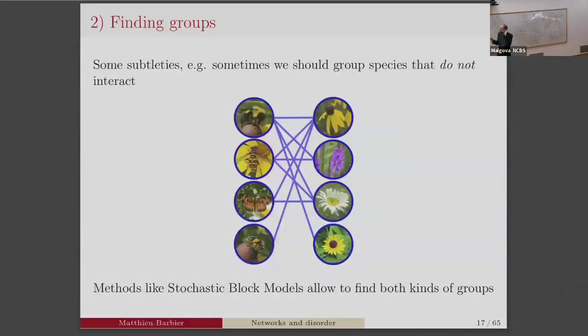One thing that is a bit subtle, just to give you a hint of why this is not completely trivial, is that sometimes you should group together the species that do not interact with each other, right? If you have a plant-pollinator network, then the plants are the things that are not interacting with each other. They're the things that are interacting with the same thing. The insects are not interacting with each other. You define a group by the fact that I am in group A if I interact with group B. And recursively, you can define the groups like this.